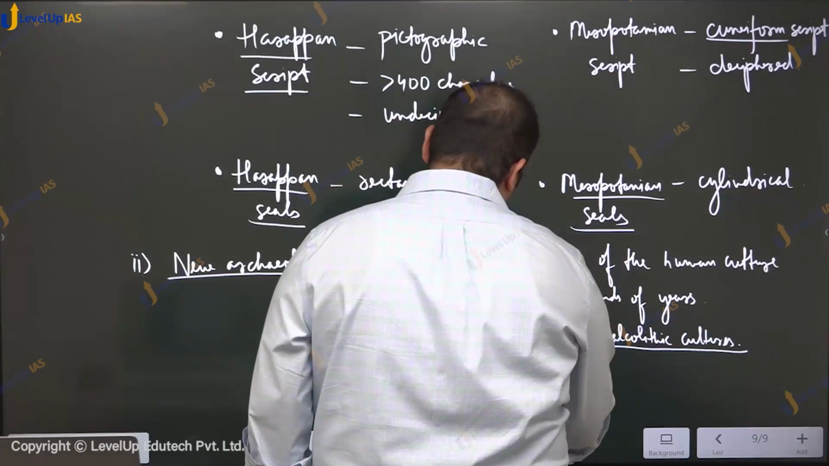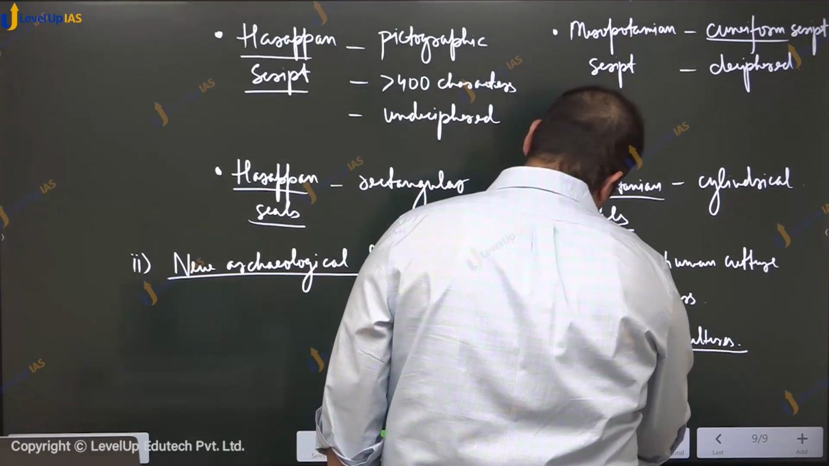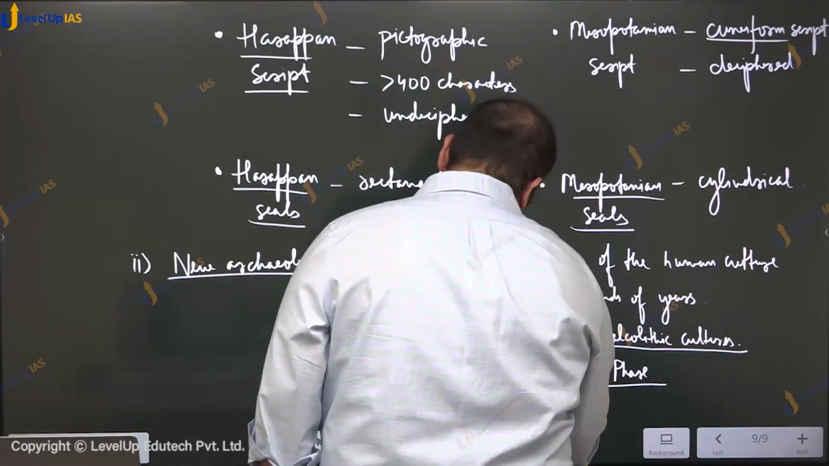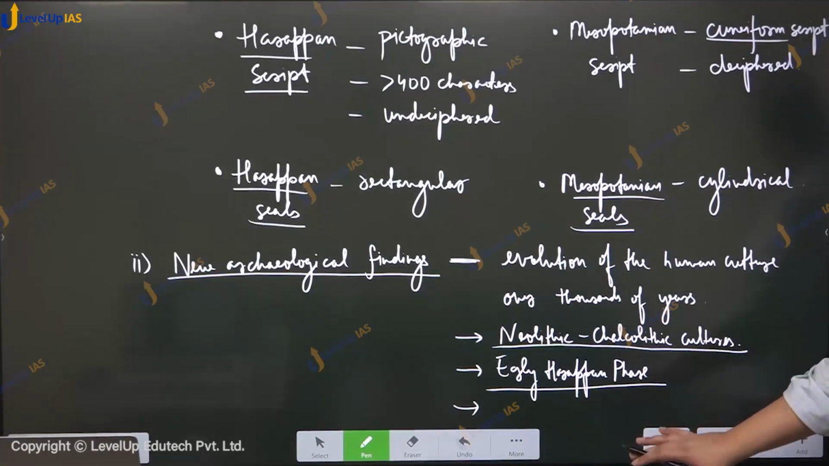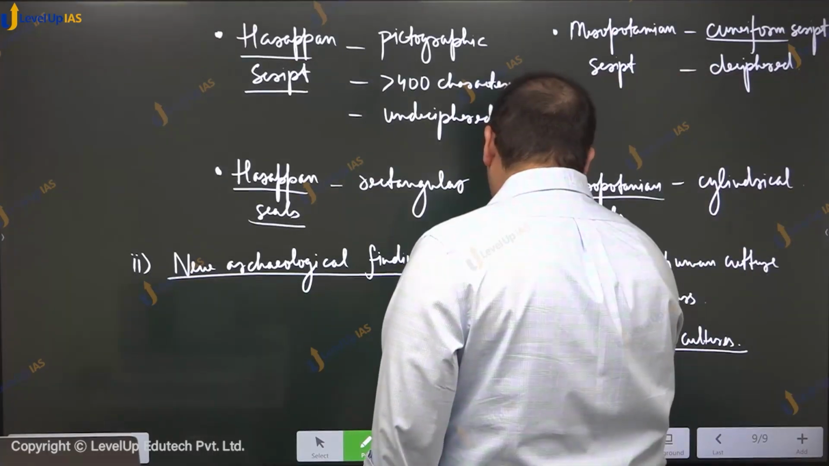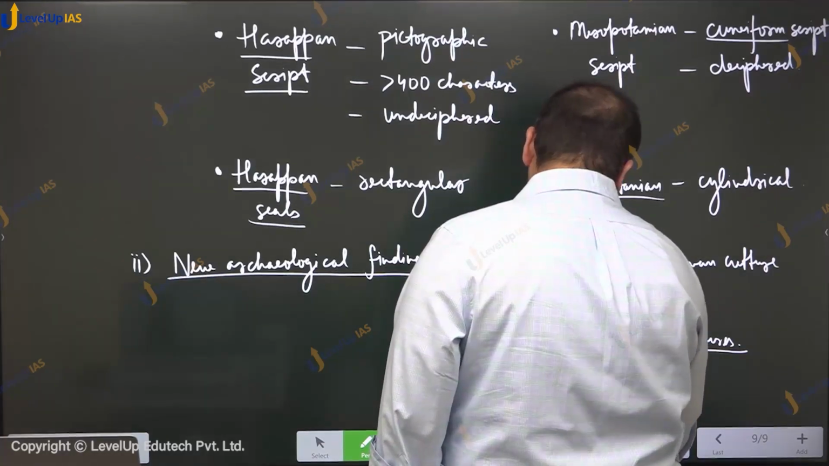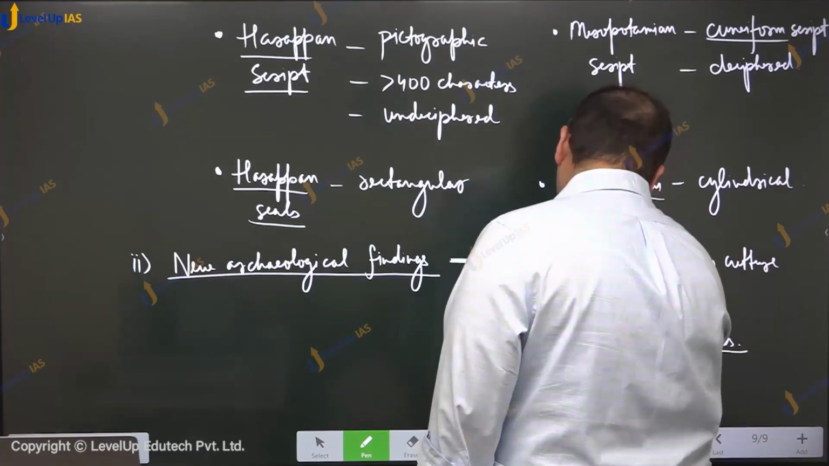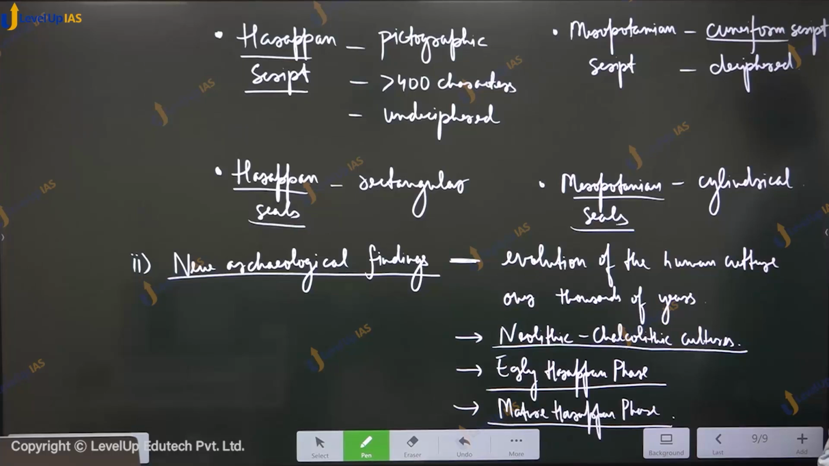That is the early Harappan phase. And then life started to become more sophisticated till the mature Harappan period or the developed Harappan stage was attained. Okay?